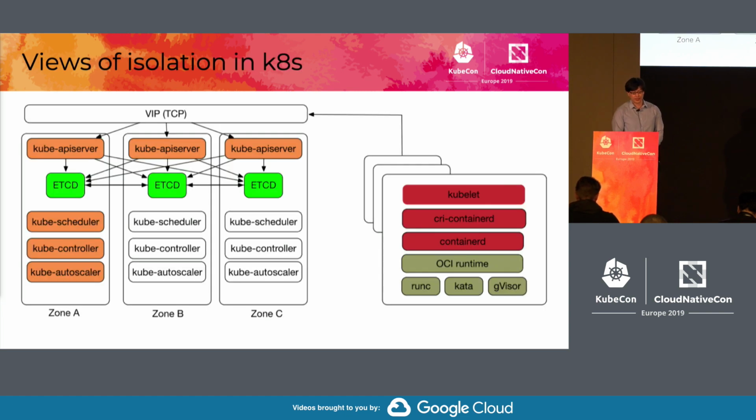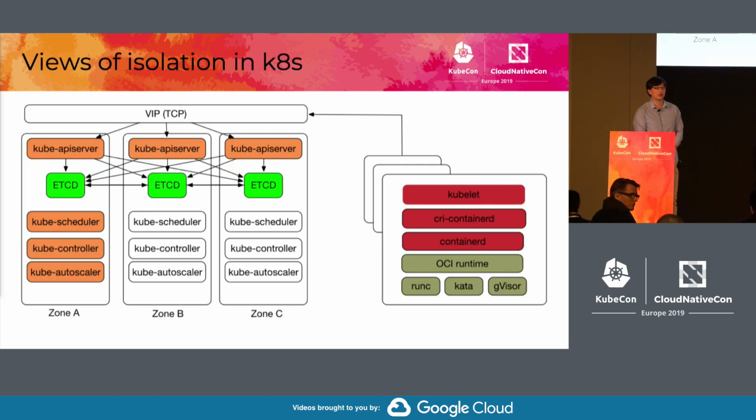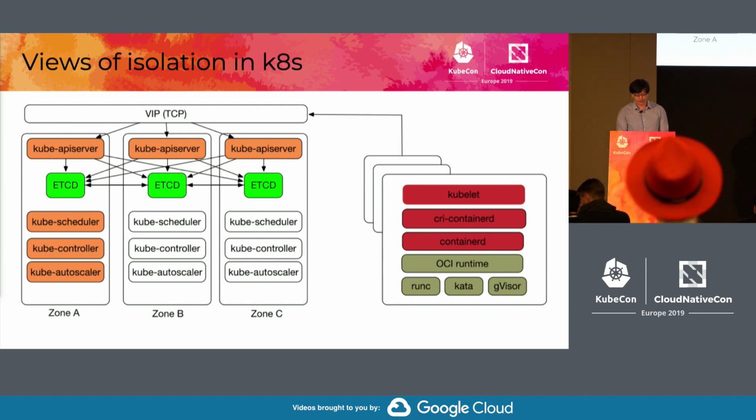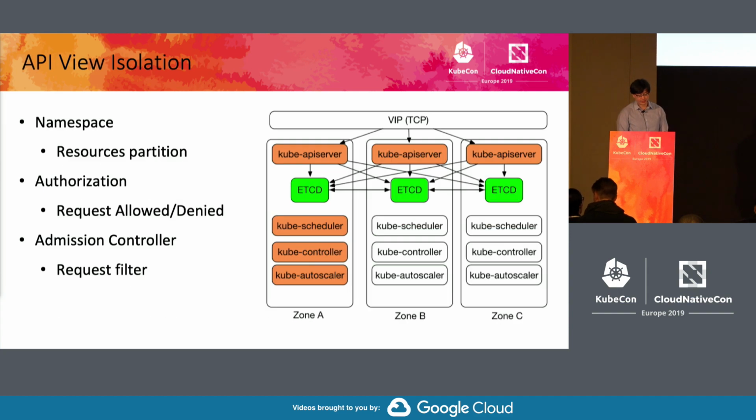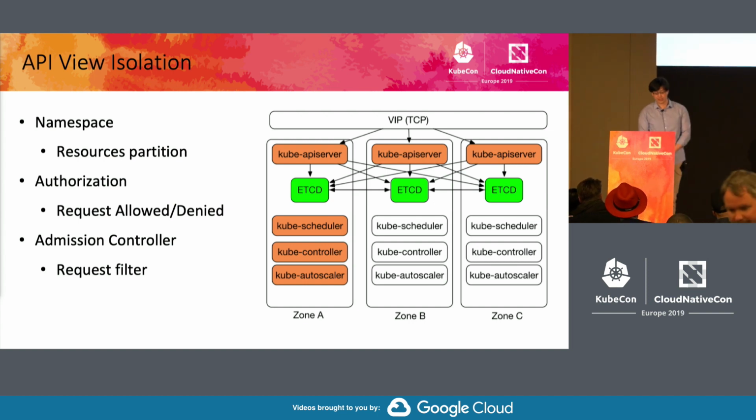So let's begin. This is a typical Kubernetes cluster architecture. Often we see it as two parts, API server and nodes. But in terms of isolation, we divide it into three parts to better understand the different isolation in every view. So let's go through the views individually. The first view is the API view. It provides features like namespace, authorization, and admission controller.